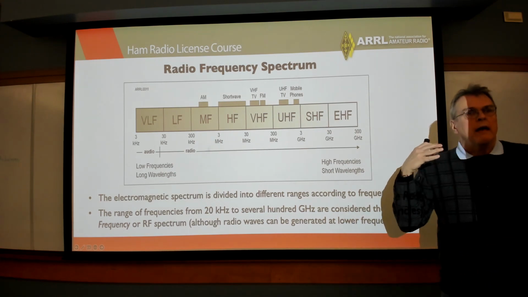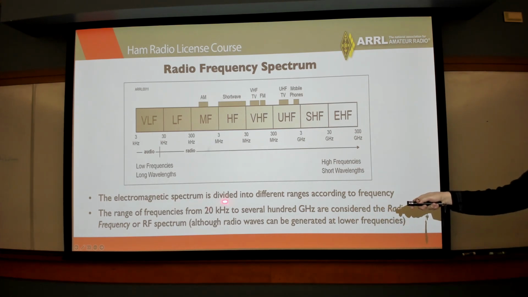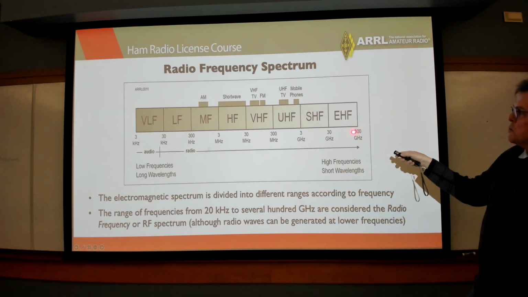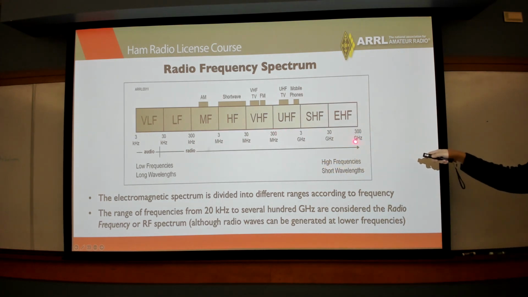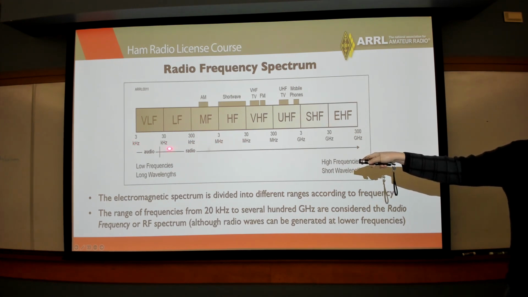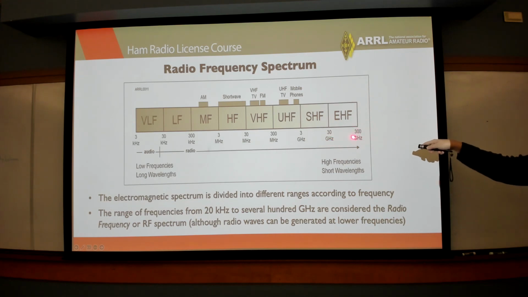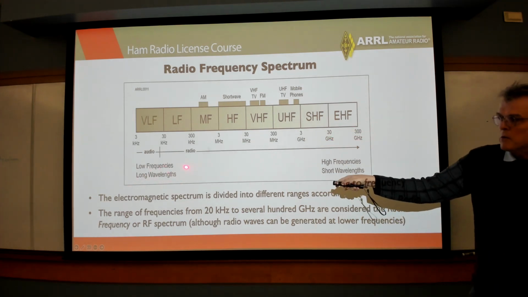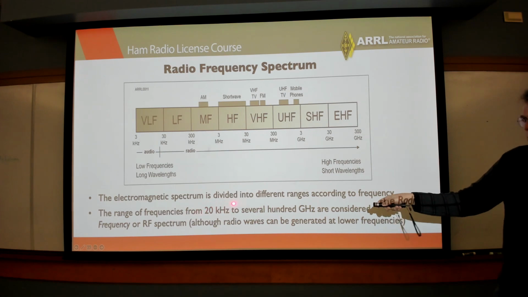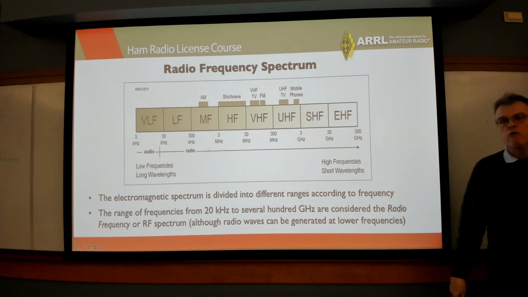So when we look at how radio works, you have to understand the concept of the frequency spectrum. The electromagnetic spectrum is divided into different ranges according to frequency. Here we show a very large range of frequencies, in a logarithmic progression, factors of 10: 3 kilohertz, 30, 300, 3 megahertz, 30 megahertz, 300 megahertz, all the way up to 300 gigahertz. So we go from very low frequencies to very high frequencies. This range from about 20 kilohertz to several hundred gigahertz is called the radio frequency or RF spectrum.